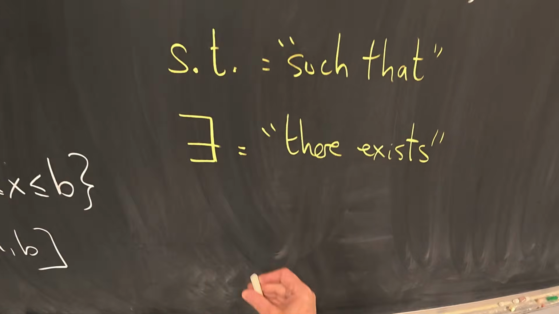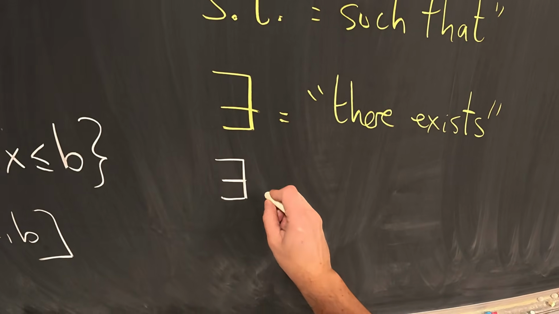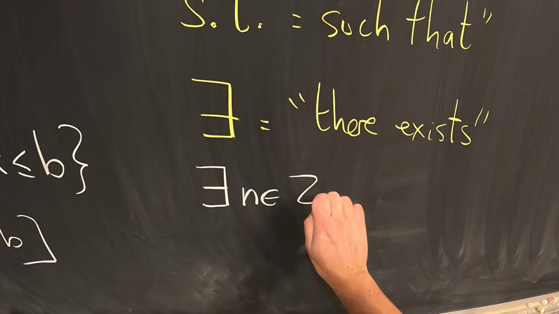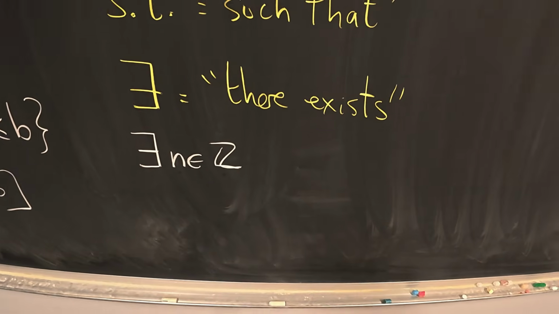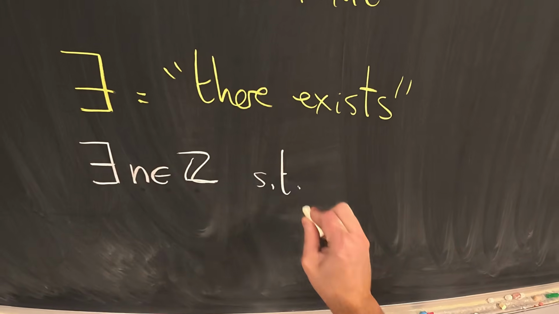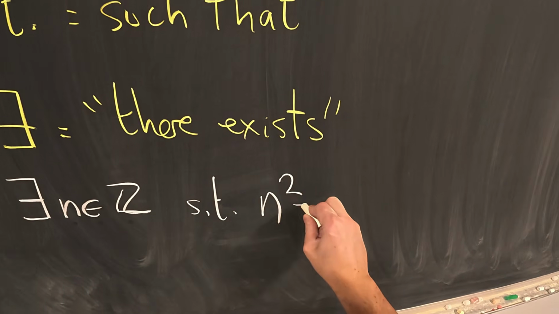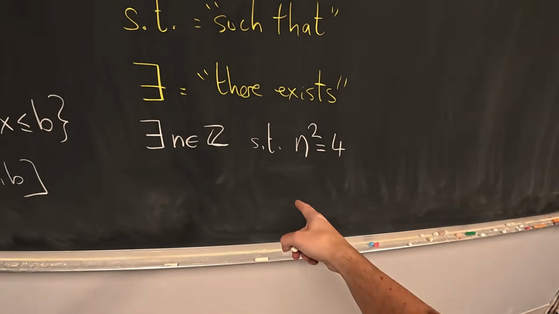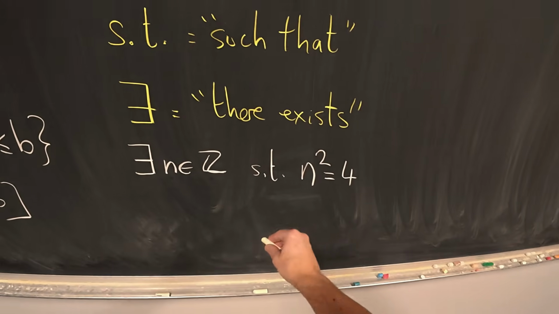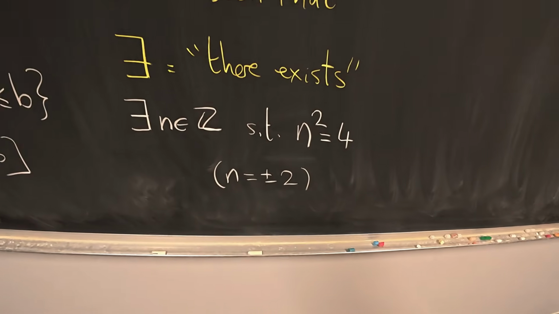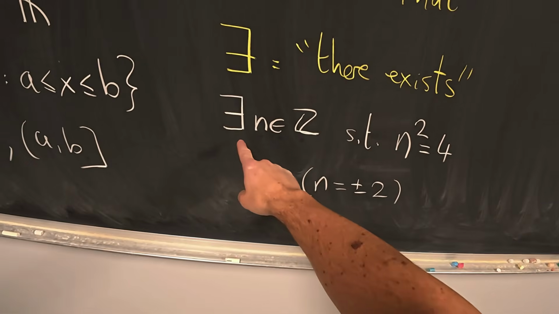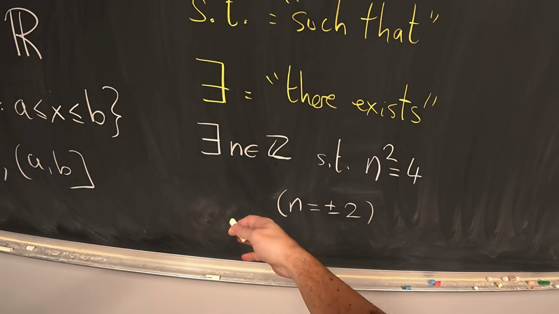So for example, we can say that there exists an integer n, so an n in the set of the integers, such that n squared equals 4. Yes, there is one, and in fact there are two. n being plus or minus 2 satisfies that. So this just says that there exists one, but there could be more.